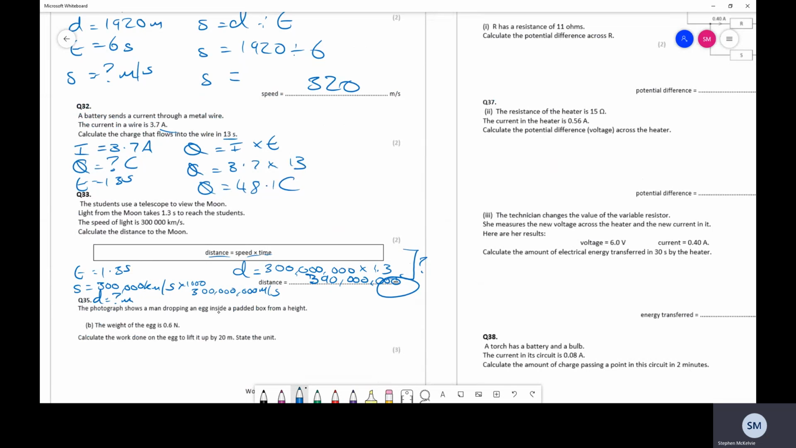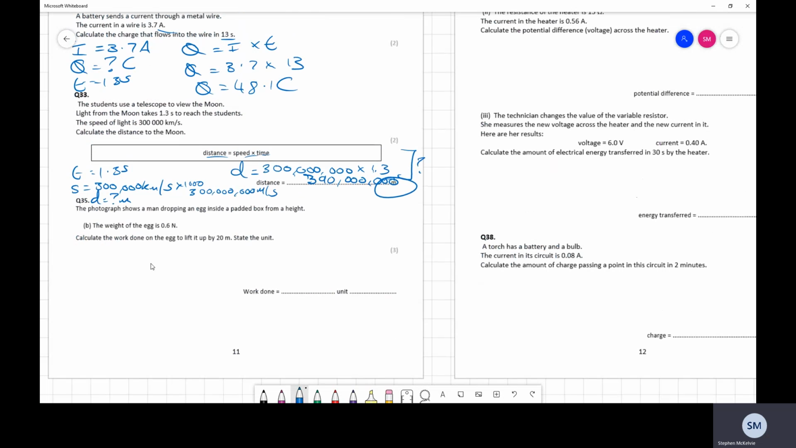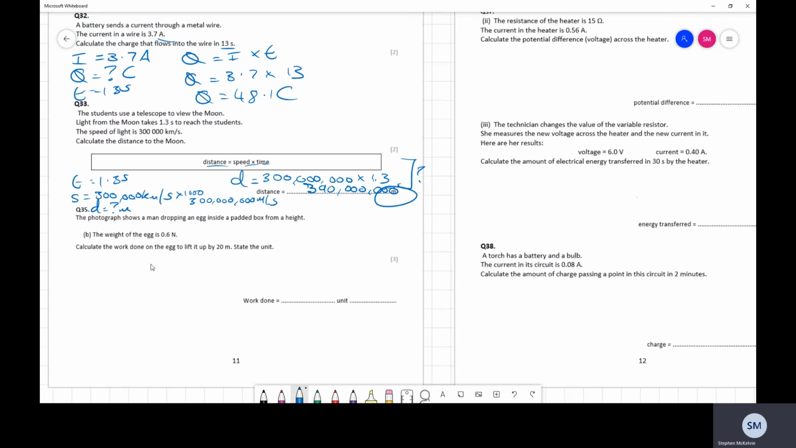A photograph shows a man dropping an egg inside a padded box from a height. The weight of the egg is 0.6 newtons. Now, wait a second. I'm going to take a break here because I feel like changing my pen color. Let's do orange. It'd be risky. The weight of the egg is 0.6 newtons. Calculate the work done against the egg to lift it 20 meters.